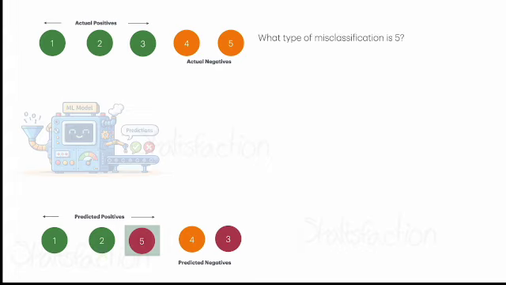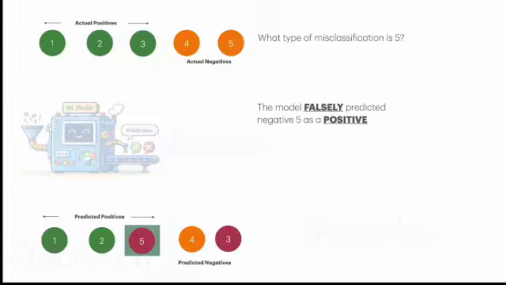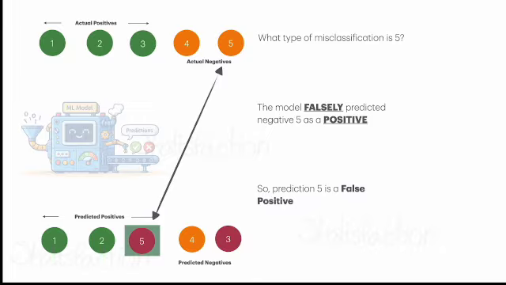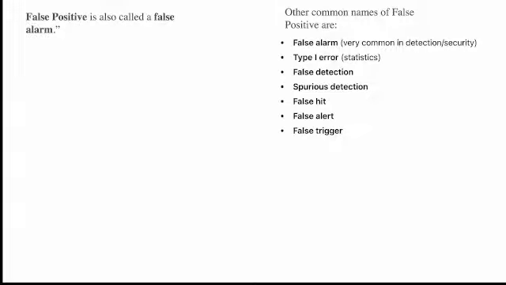What kind of misclassification is prediction 5? The model falsely predicted a positive when input 5 is negative. Prediction 5 is a false positive. A false positive can also be known as a type 1 error in statistics, false detection, or a spurious detection, as well as a false hit, false alert, and false trigger.